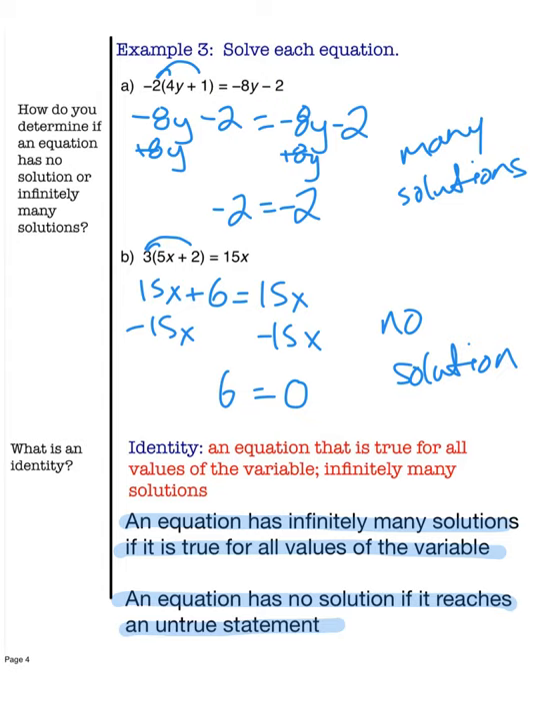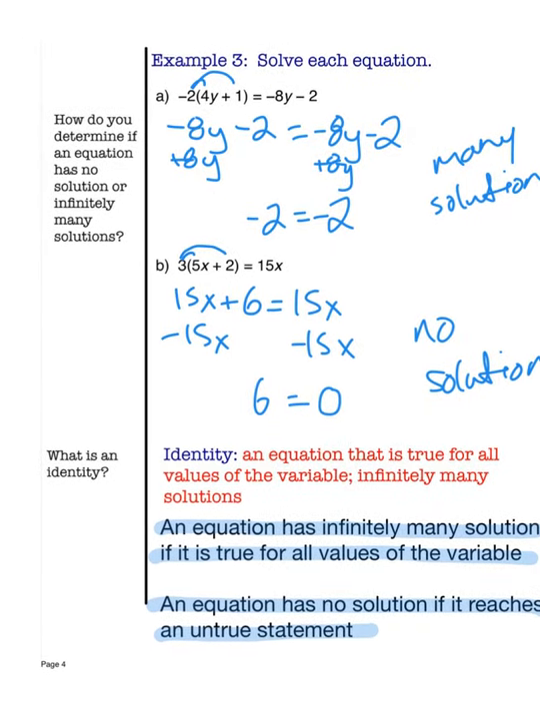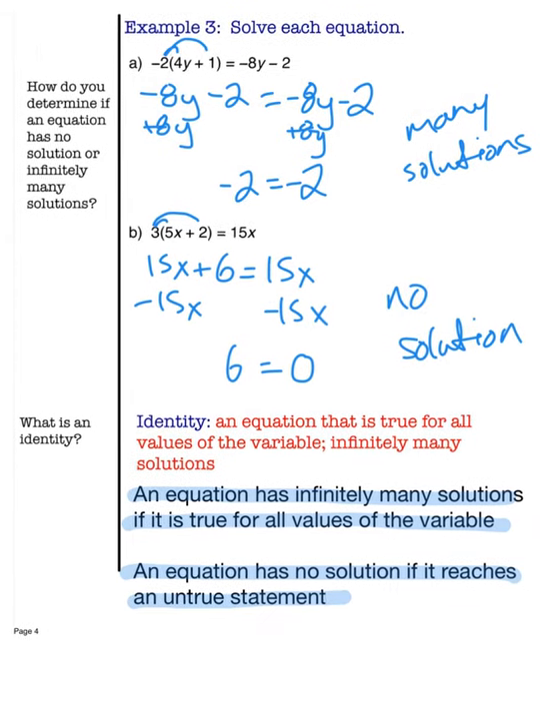All right. So many solutions if it's a true statement, no solution if it is an untrue statement. Now notice this question on the left at the bottom, what is an identity? An identity is an equation that is true for all values of the variable, infinitely many solutions. So that's what case A is. That's called an identity function. It's true for all values of the variable. What's important to know is infinitely many solutions and no solution.